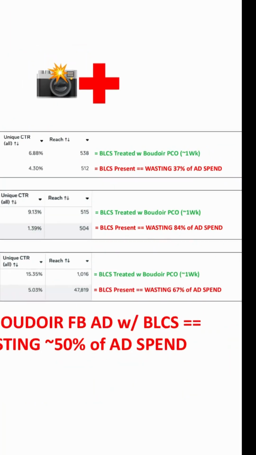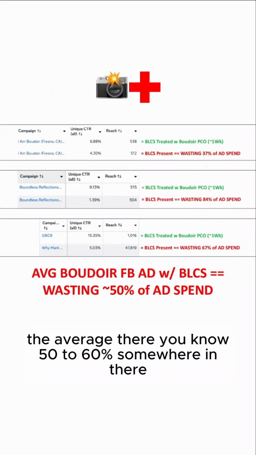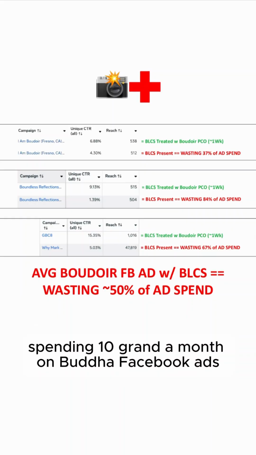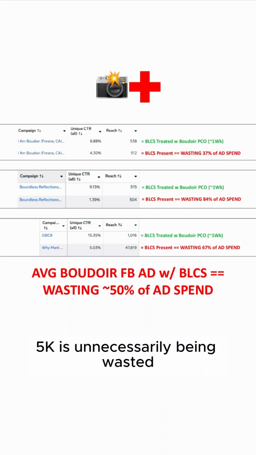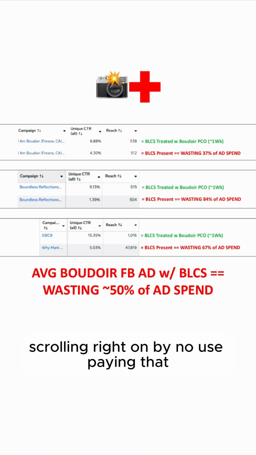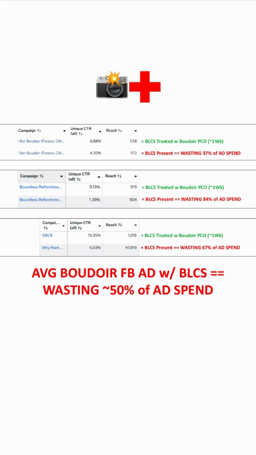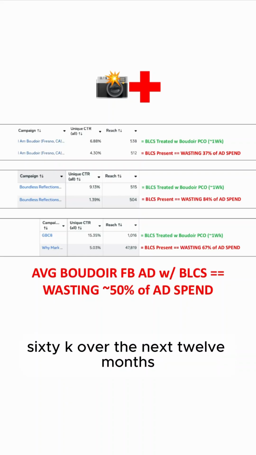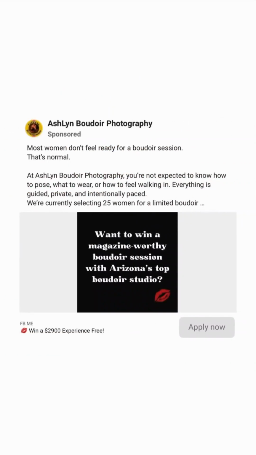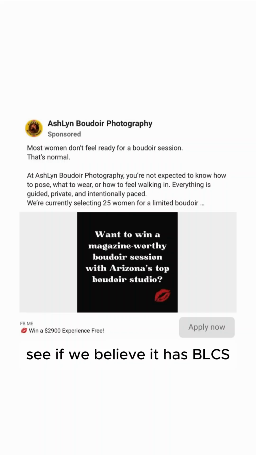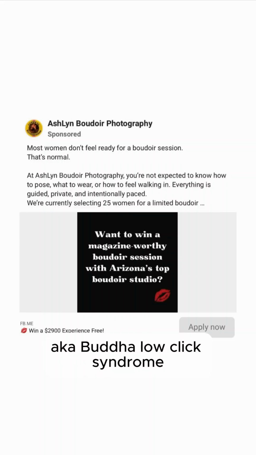So the average there, 50 to 60%, somewhere in there. So if spending 10 grand a month on Boudoir Facebook ads, 5K is unnecessarily being wasted, doing nothing but women scrolling right on by. No use paying that. By eliminating that, we could put 5K a month back in y'all's pockets, 60K over the next 12 months. So we're gonna diagnose this now, see if we believe it has BLCS, aka Boudoir low click syndrome.